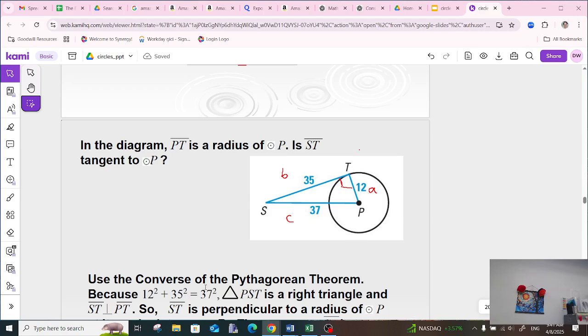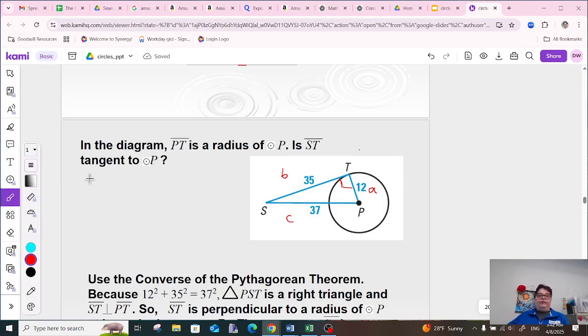If it doesn't, it's not a point of tangency, meaning that it probably would intersect the circle again somewhere if it's extended, right? So the theorem states that if it is a point of tangency, it makes a right angle. To check, we can use the Pythagorean theorem. So I'm going to see if this is a right angle by taking the two smaller sides and squaring them and setting it equal to the square of the larger side. If it works, I say it's tangent. If it doesn't work, I say not tangent.